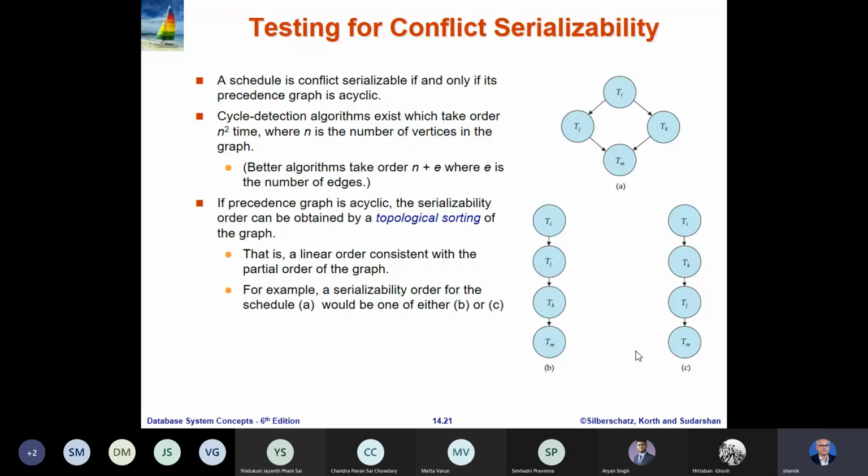So the schedule represented by the precedence graph A is equivalent to the serial schedule Ti, Tj, Tk, Tn, and it is also equivalent to the serial schedule Ti, Tk, Tj, Tn. But it is not equivalent to a serial schedule like Ti, Tn, Tj, Tk or Tn, Ti, Tj, Tk, anything like that. Out of those factorial 4, only with these two is it conflict equivalent. Okay. So you can test for conflict serializability in this manner, and this is a polynomial time algorithm.